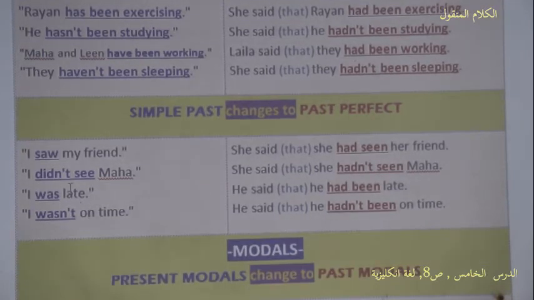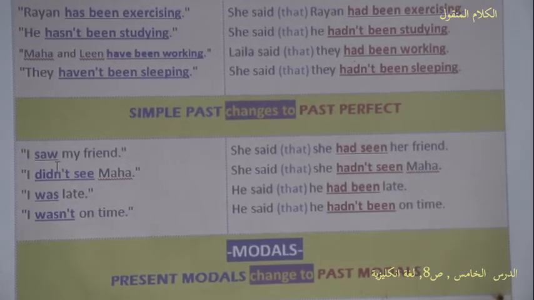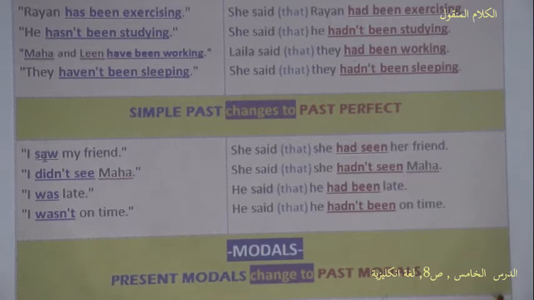For example, these examples are in the past simple. So here we use the second form of the verb. I saw my friend. She said that she had seen her friend. I didn't see Maha. She said that she hadn't seen. As you can see, the verb in the second form is replaced by the past perfect, namely had plus the past participle of the verb. I was late. He had been late. I wasn't on time. He hadn't been on time.